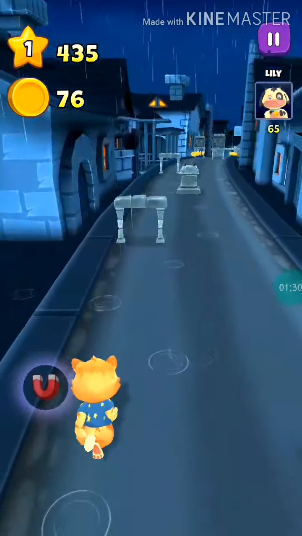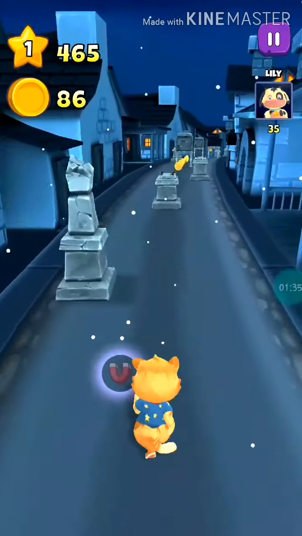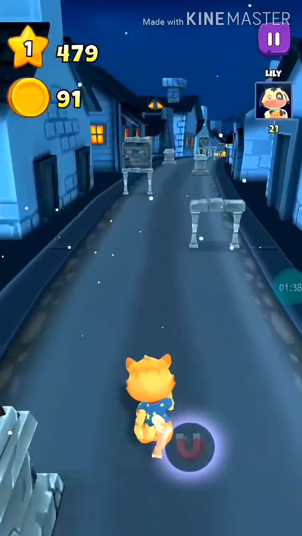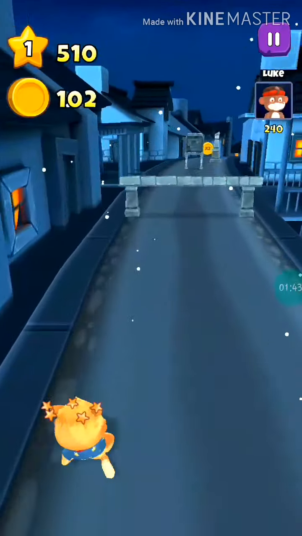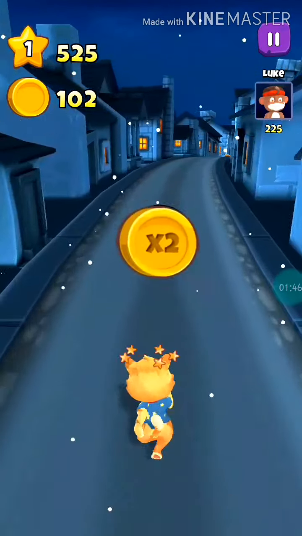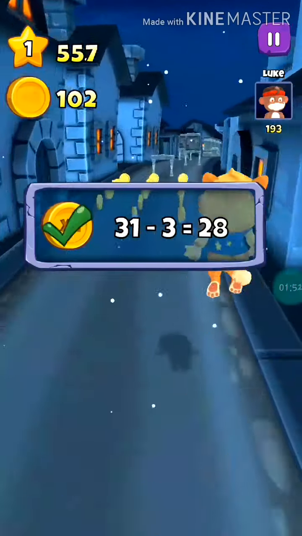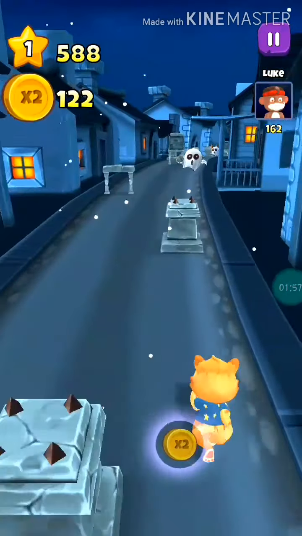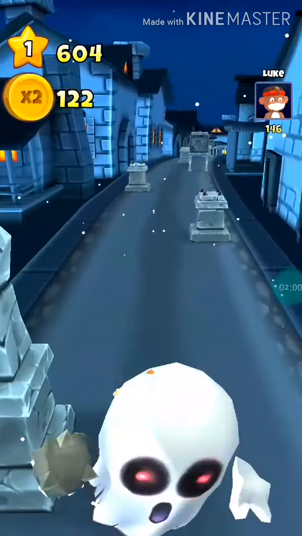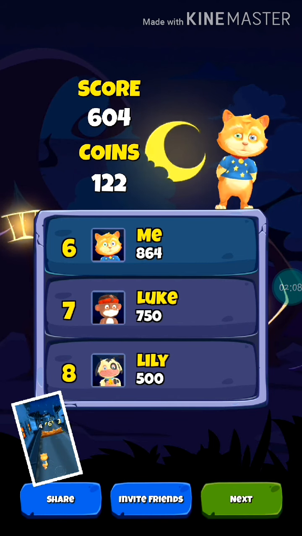You can see there will be 3 answers given, and you have to see where the correct answer is. If it is on the left side, then you have to jump from the left side. If it is in the middle, then you have to jump in the middle. And if it is on the right side, you have to jump from the right side. So you have to see the answer. 31 minus 3. Our answer is 28. So I jumped from there. Oh, I died.